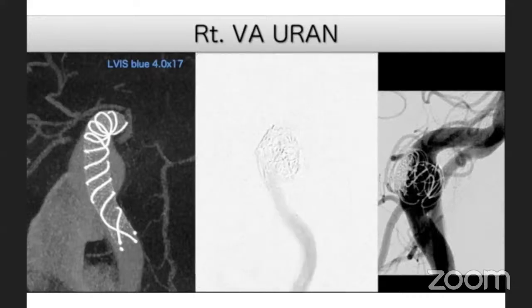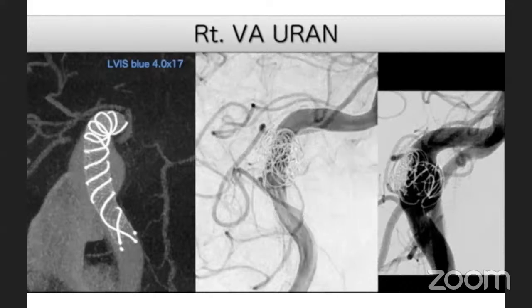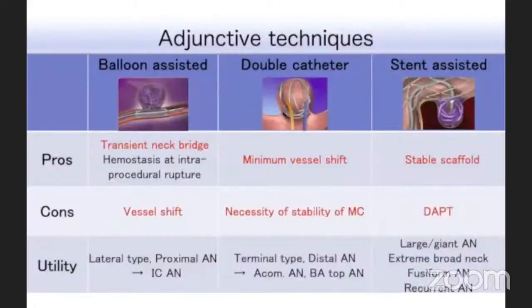Three-month follow-up angiogram demonstrated complete obliteration. This is because Elvis braided stent has a flow diverting effect. I introduced 3 adjunctive techniques. These techniques should be used properly in each situation.